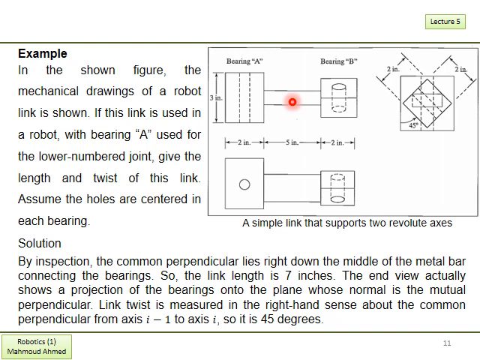So simply the link length is the whole length passing through this point on the bar, which is measured from this center line to this center line. Simply divide the width of the block of bearing A by 2. So we have here 5 inches plus 1 inch on this side and 1 inch on the other side of bearing B. So the total length is 5 plus 1 plus 1. The total length will be 7 inches, which is the length of the link.